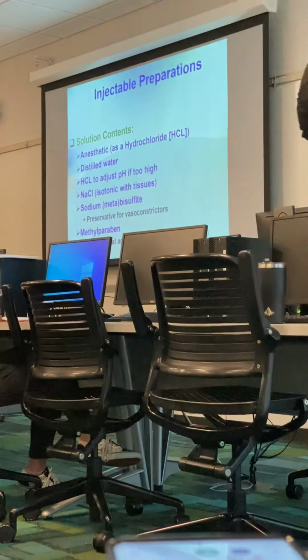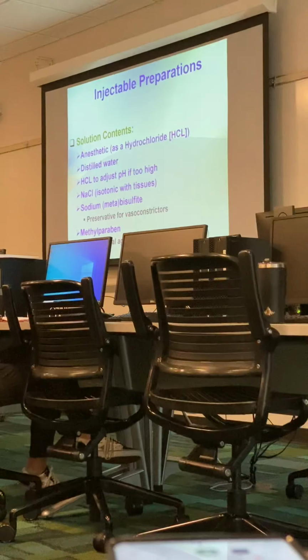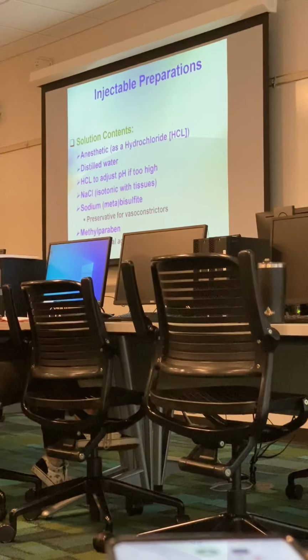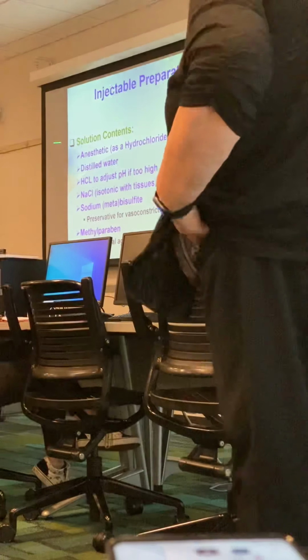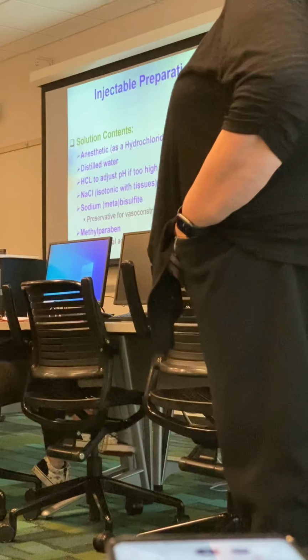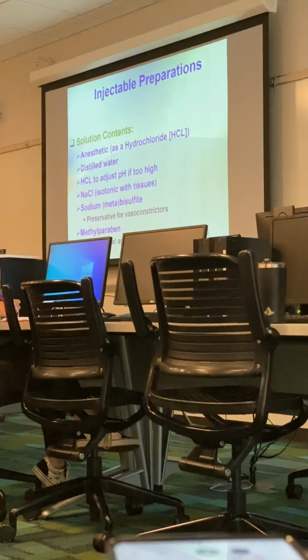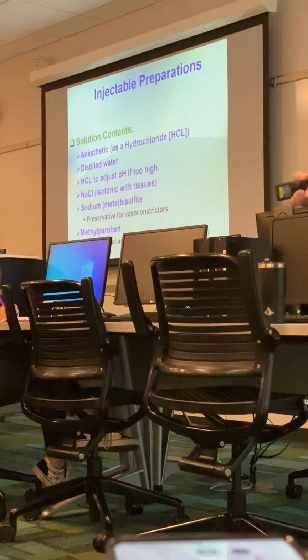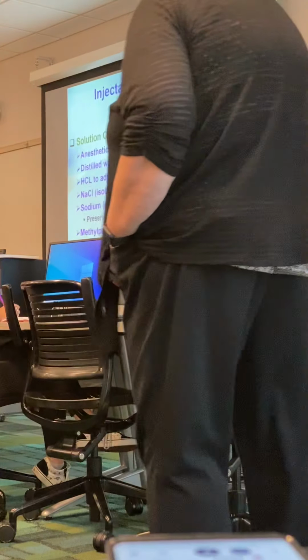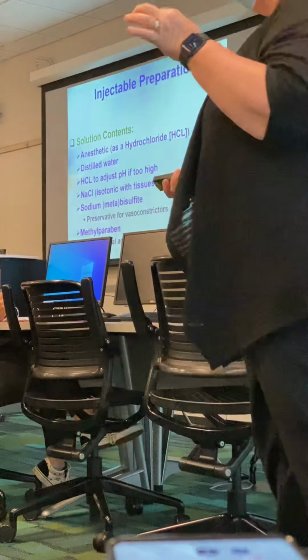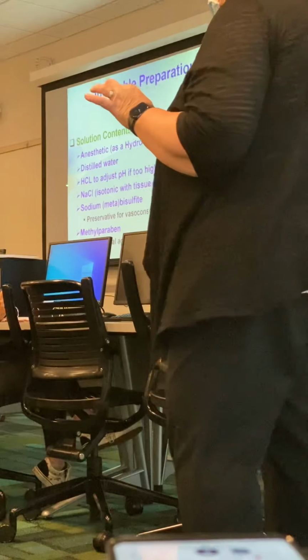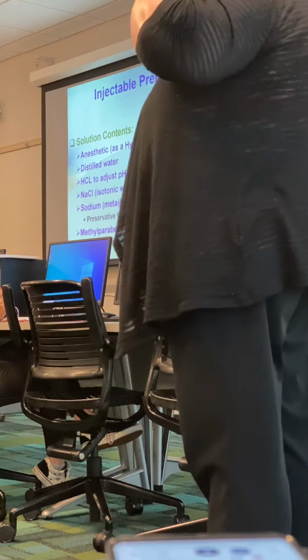All right, so we'll pretend that I'm holding a cartridge of anesthetic in my hand, okay? If we look at the solution that's in the cartridge, what we will find is the anesthetic, so whichever anesthetic I happen to have in my hand. And that anesthetic is going to be in the form of a hydrochloride. So it's got hydrochloric acid added to it. There's going to be distilled water in the cartridge. And then depending on the pH of that anesthetic, sometimes more hydrochloric acid is added to it if the pH is too high. So it helps to bring the pH down.